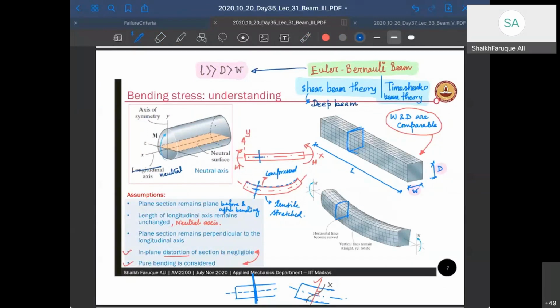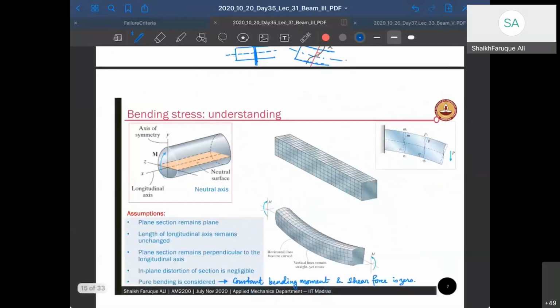Then there is Timoshenko beam theory, where these are deep beams. When I say deep beams, they are very deep. They have a large depth, and therefore the assumption that plane sections remain plane, or normals remain normal before and after deformation, is no more valid. They become a little bit twisted. So there is an extra shear that comes into action.